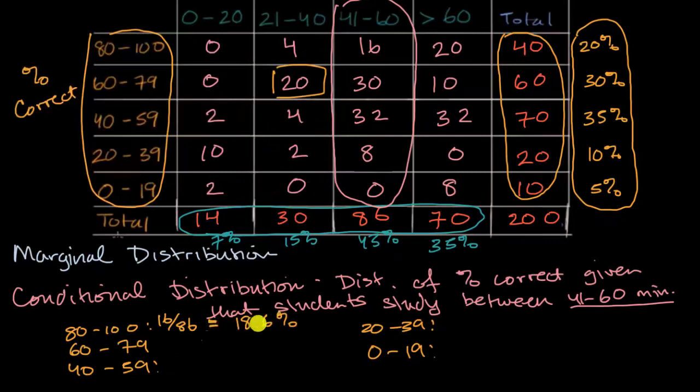And then to get the full conditional distribution, we would keep doing that. We would figure out the percentage for 60 to 79. That would be 30 out of 86, whatever percentage that is, and so on and so forth in order to get that entire distribution.